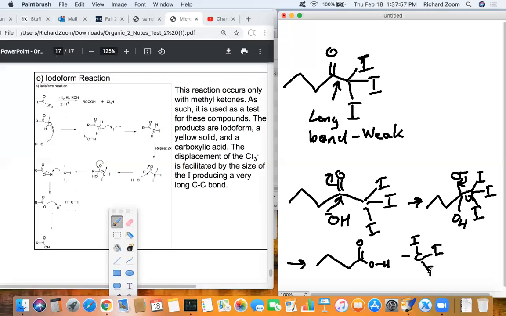The problem is this negative charge is very unstable, so it will take the hydrogen off the acid group, which is by its very nature acidic, and produce the anion, and this compound, which is called iodoform, a smelly yellow compound that melts at 119 degrees or something like that.